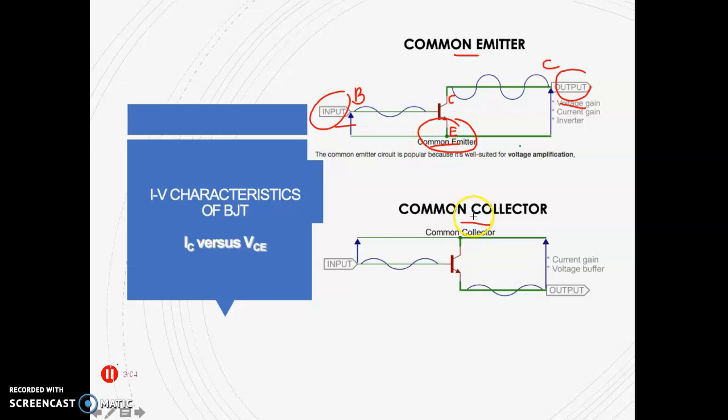Now what will happen at common collector? Your input is connecting again to your base, but your output is now connecting at your emitter. So your collector is common to input and output. That's why we call this common collector. In EECE 1312, we only focus on common emitter.